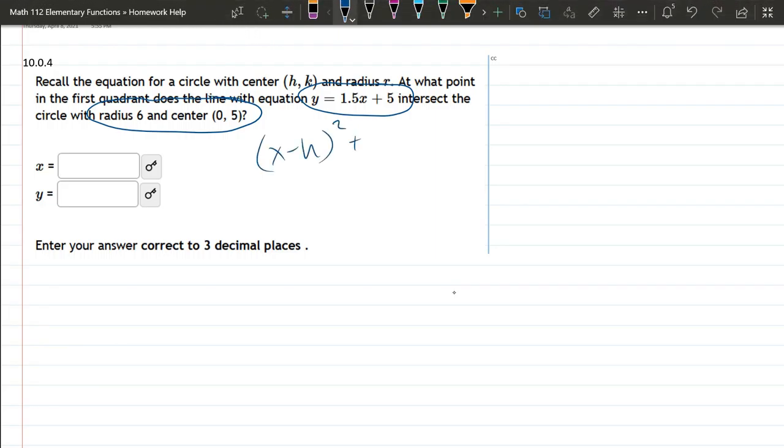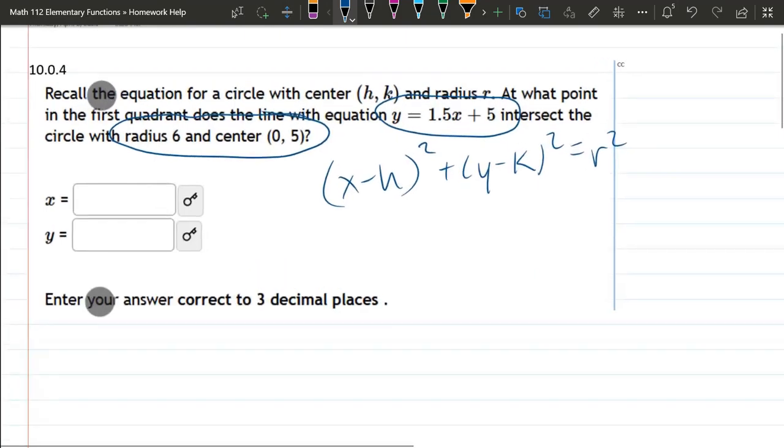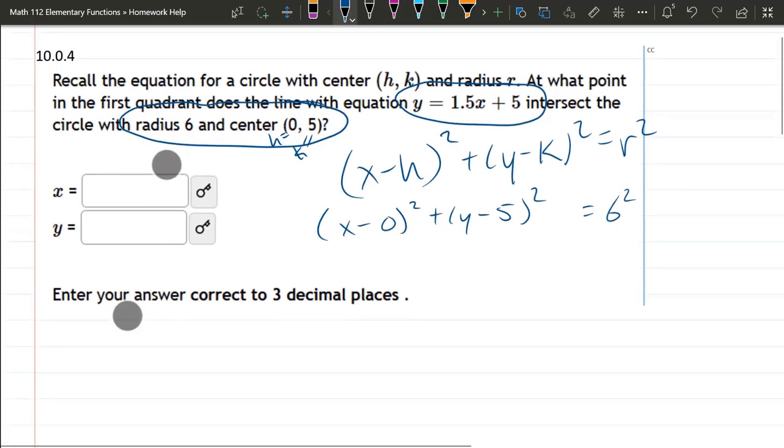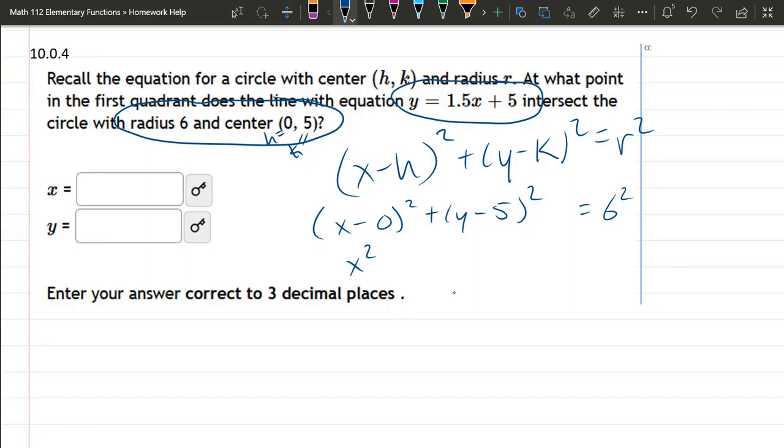So we have (x minus h) squared plus (y minus k) squared equals r squared, and just filling in these values now. So the radius is 6. Remember, it's six squared that you're going to see over there. All right, and x minus 0 coordinate. Remember, your h is first and your k is second. So we have y minus 5 squared. Of course, I don't need to keep the minus 0 squared. So this is just x squared plus (y minus 5) squared equals 6 squared, which is 36.